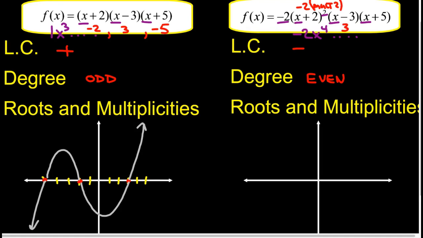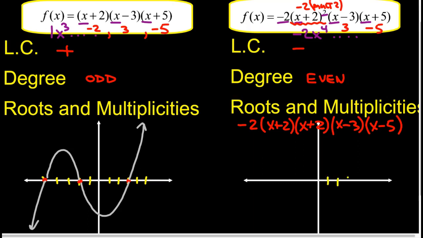And then we have 3 and negative 5. So there's 3 roots, actually the same 3 that we just had, but negative 2 has a multiplicity of 2 because it was x plus 2 squared. If I write that all out again down here a little cleaner, this is going to be negative 2 times x plus 2 times x plus 2 again because it's squared, times x minus 3 times x plus 5. And so what happens is negative 2 is a root twice, so we'd say it has a multiplicity of 2. So let's plot those. 1, 2, 3, 1, 2, 3, 4, 5.